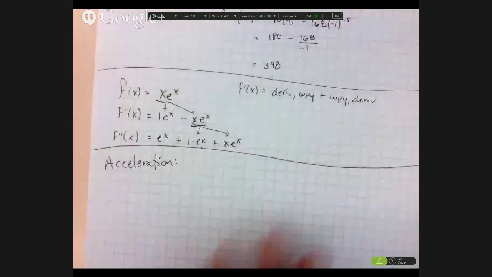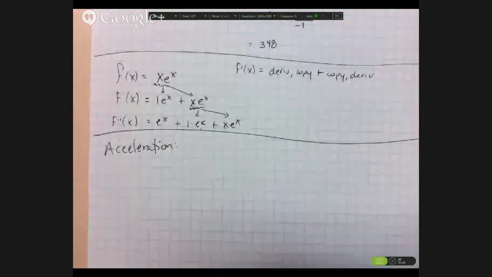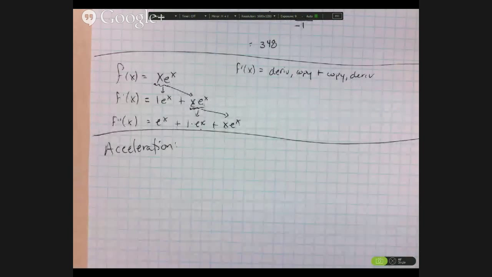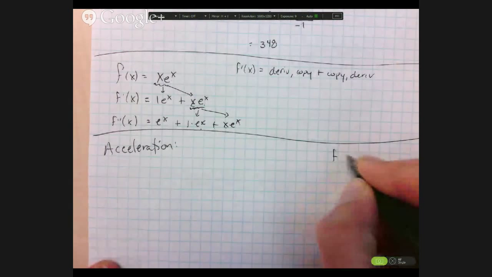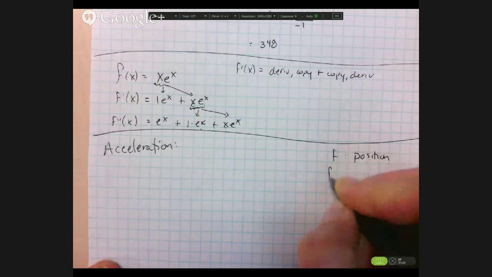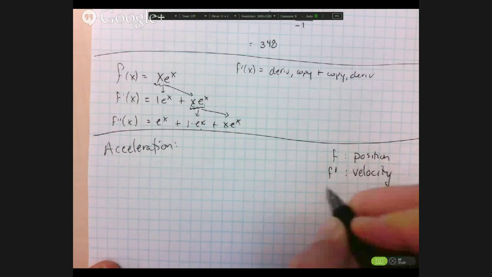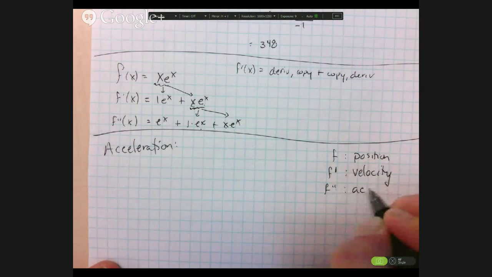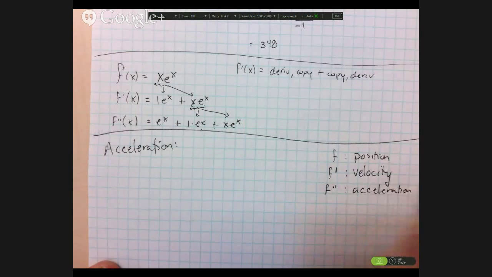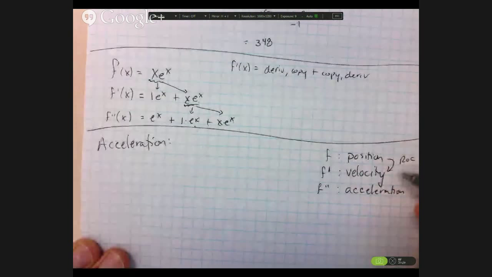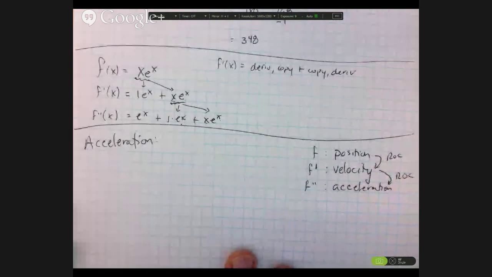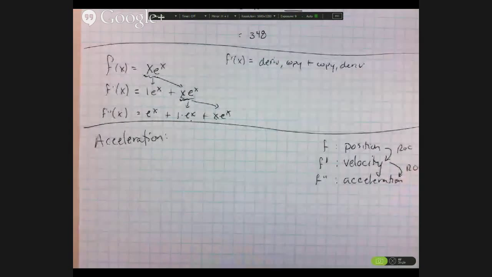Here's where the rubber meets the road, so to speak, with acceleration. If I give you a position function, we learned f prime gave us what? Velocity. Guess what f double prime gives us? Because we have rate of change of position, and then the rate of change of velocity is acceleration.